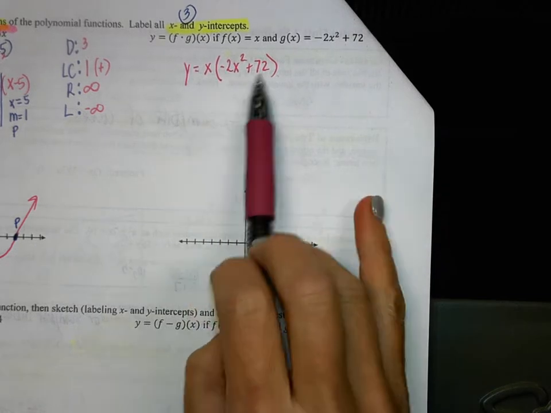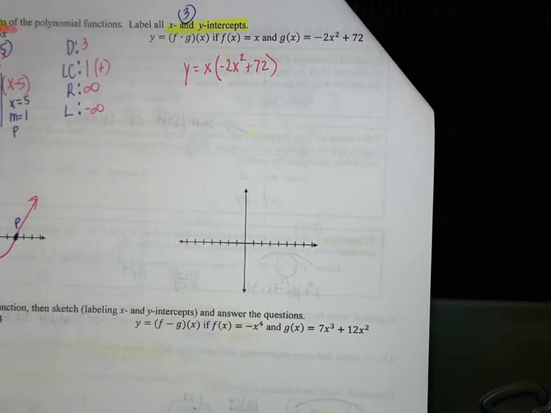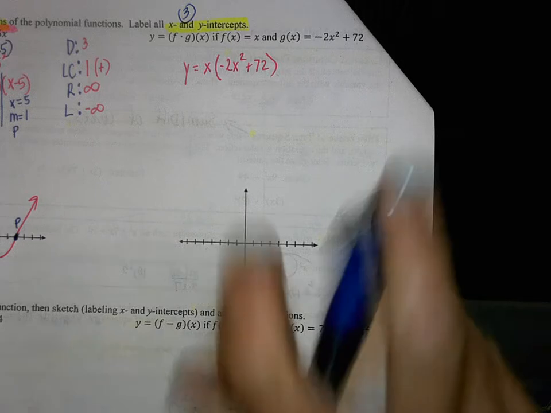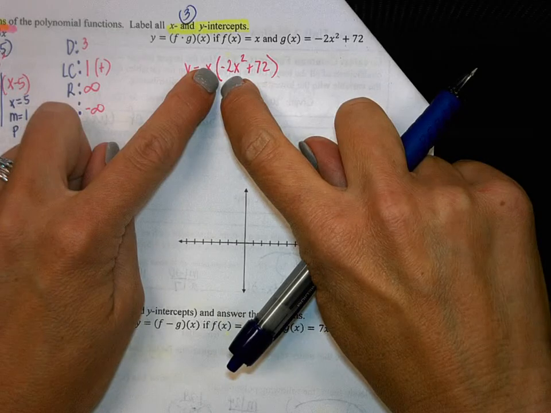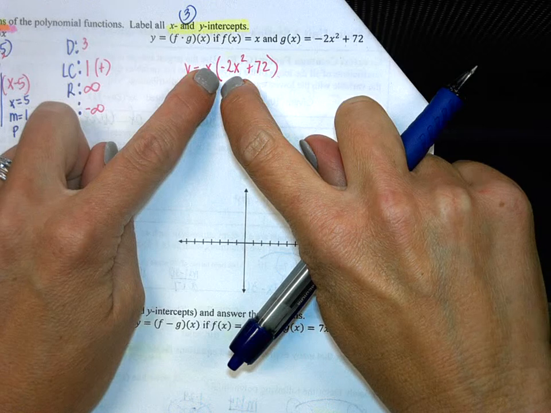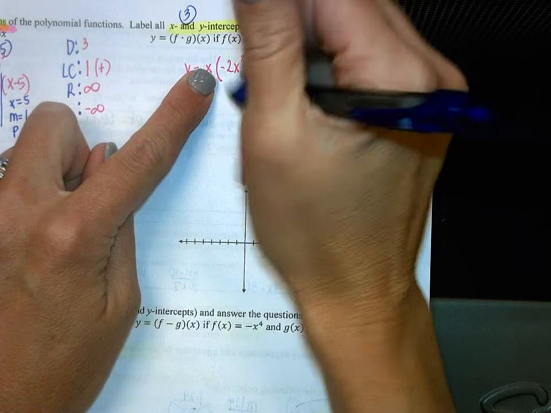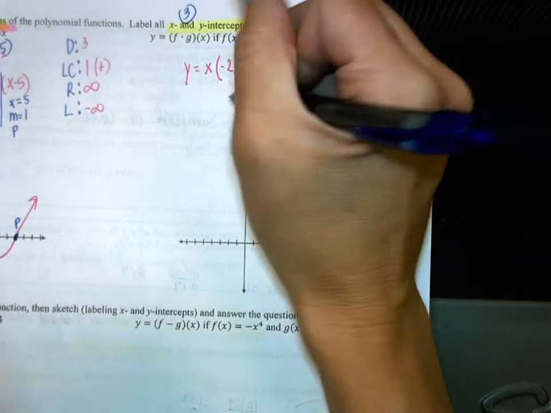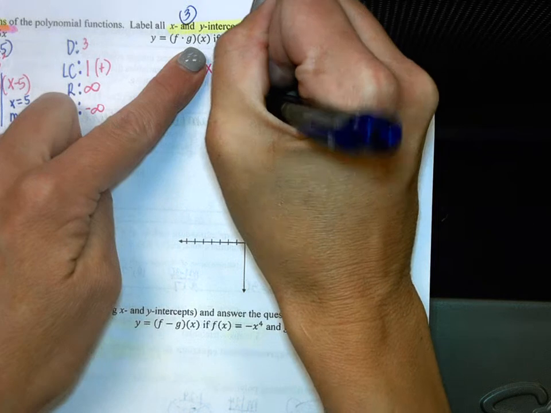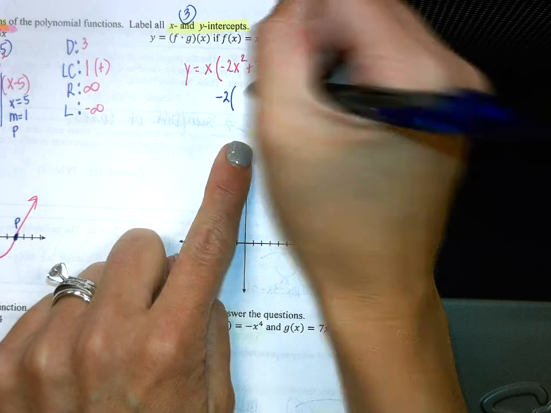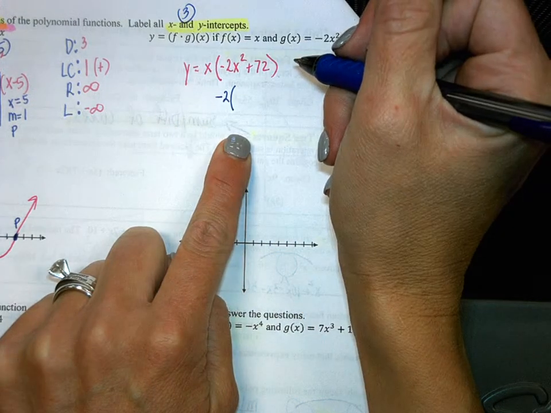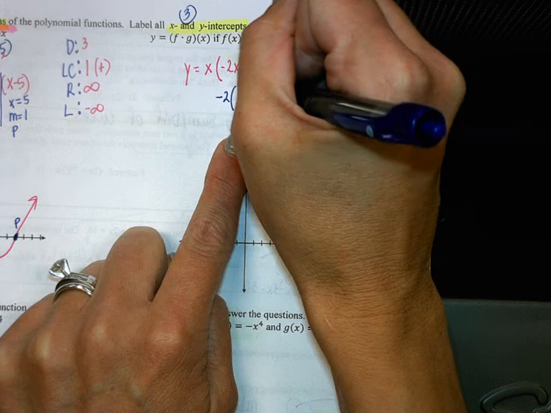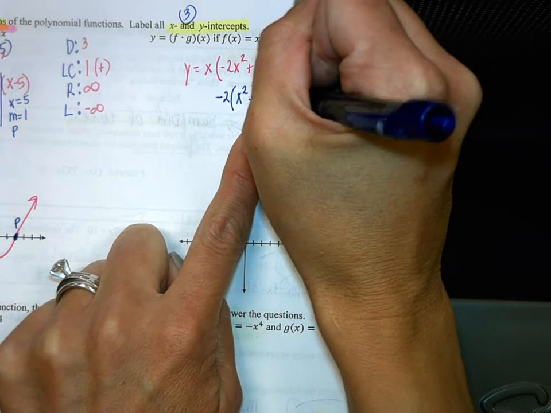Is there a GCF still in this piece? Yes. What would it be? -2. Good. And again, if you ever have a negative in front of the highest exponent, you want to take out the negative. So I'm going to factor out a -2. So we factor out a -2, and we are left with x squared minus 36.